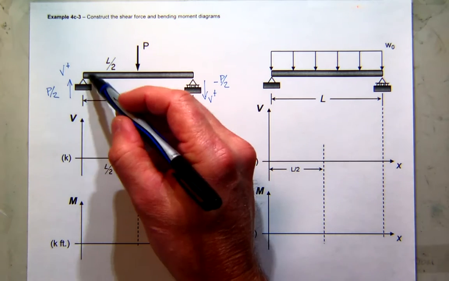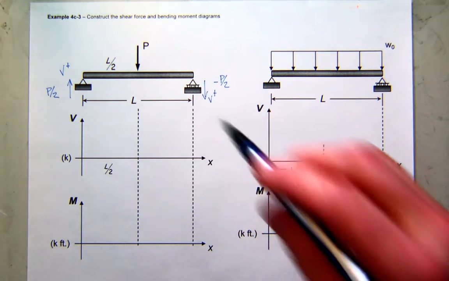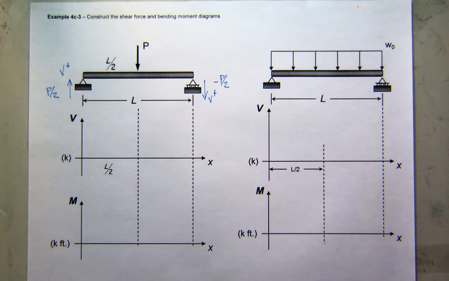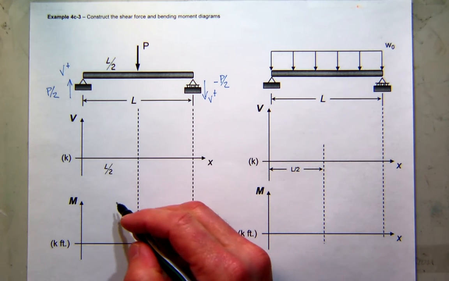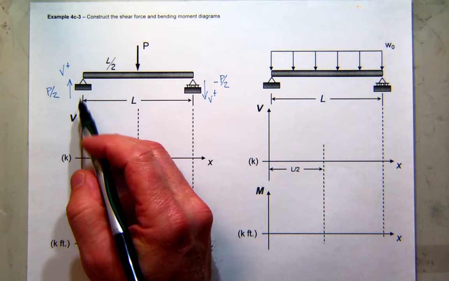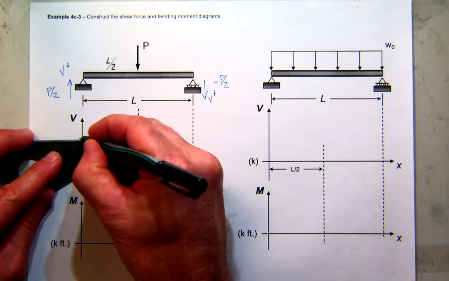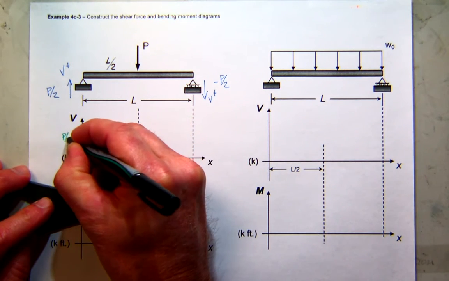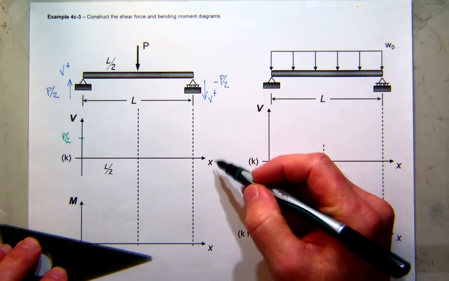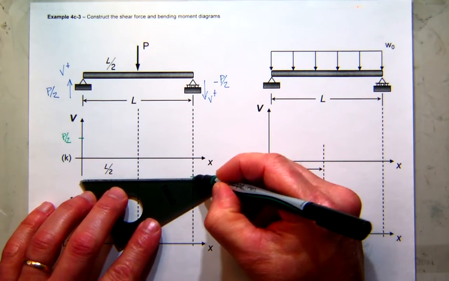By the way, what's the moment at a pin? 0. What about this pin? Also 0, right? So if I start to draw my shear diagram, starting on the left-hand side, what is the value of the shear? P over 2. And what is the value of the shear at the right-hand side? Negative P over 2.